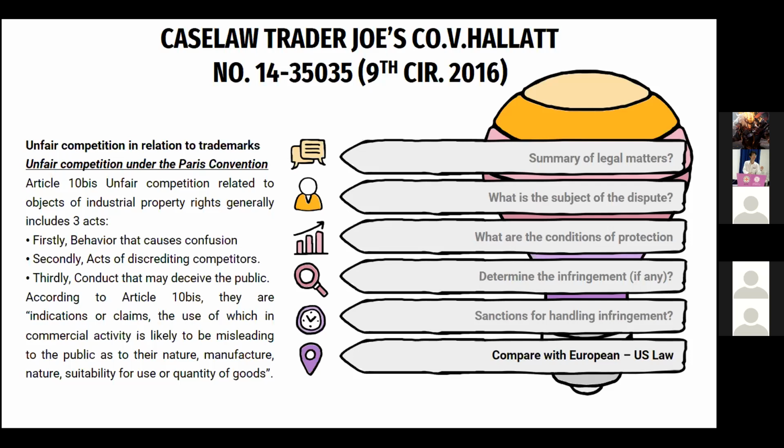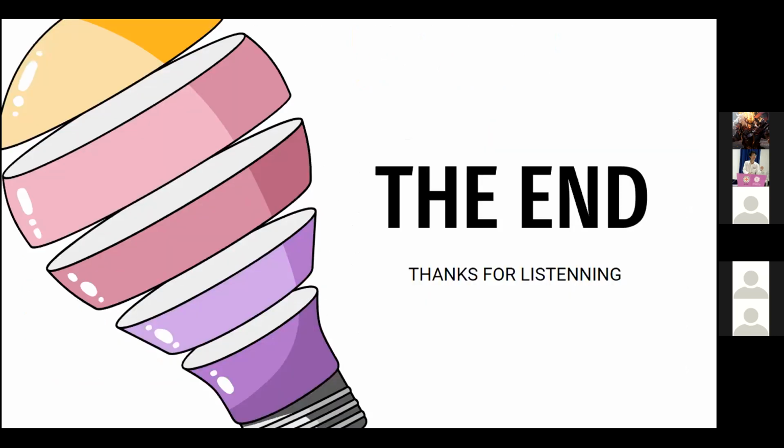So Article 10 covers any indication or claim used within commercial activity likely to be misleading to the public as to the nature, manufacturing process, suitability for use or quantity of goods. So you can search in my material to see the law controlling unfair competition related to the trademark in Vietnam today. So thanks for listening.